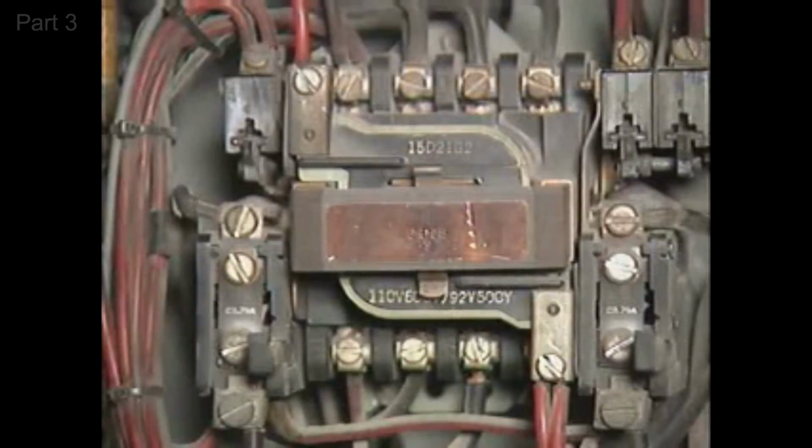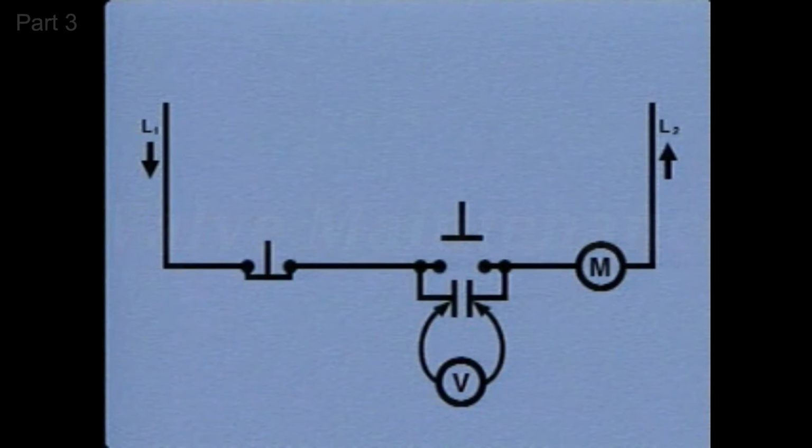He thinks that the problem is probably in the controller's maintaining contacts or in the wires leading to the maintaining contacts. This is a simplified schematic of the motor controller's control circuit. It includes the stop button, the start button and its maintaining contacts, and the M coil. This symbol, a circle with the letter V inside, represents the voltage tester. The lines connected to it represent the test probes.